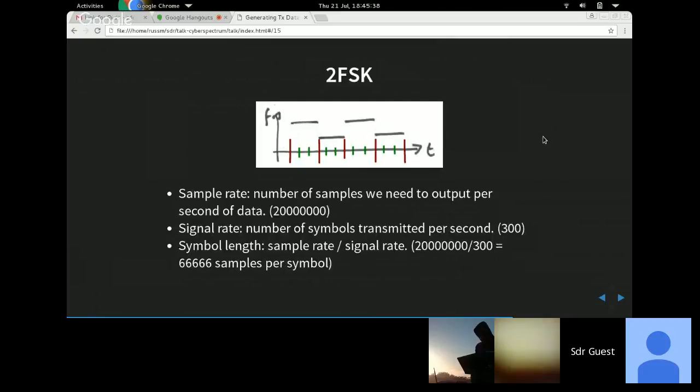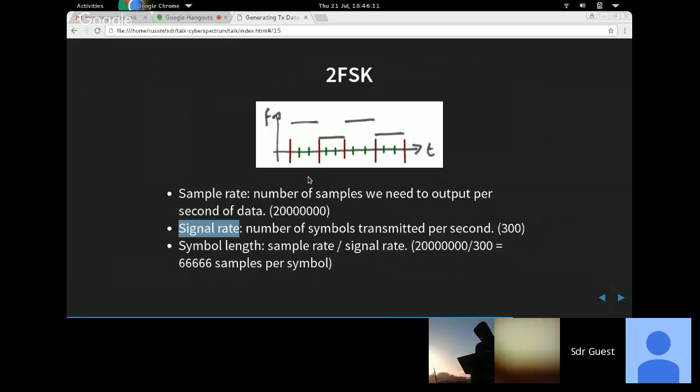We also need to know some stuff about the transmission data rate. So the sample rate: when you're configuring your radio to transmit, you can say transmit at, say, 20 megahertz. So that's sending out 20 million samples per second, sample pairs per second. I probably shouldn't say signal rate, that should actually be baud rate. So that's the number of digital symbols transmitted per second. I'm just going to transmit a nice slow 300 baud signal in this case.